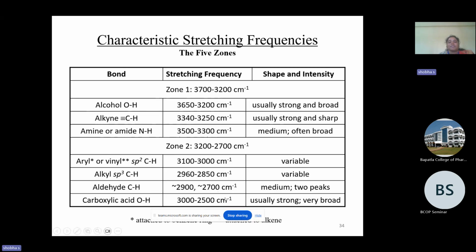The peak's shape is different. Here we are going to see a broad peak. For these things, some may be sharp, some may be broad, some may be shorter. Especially in case of amines, we are going to see a smaller peak.